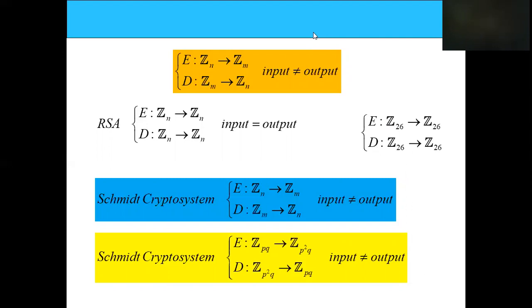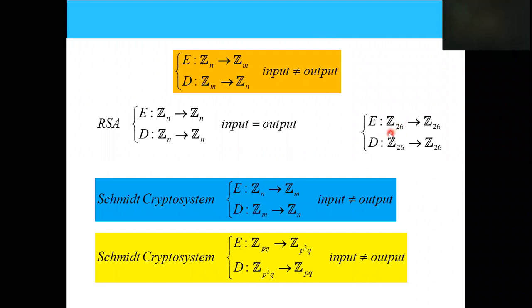Here you can see the set of plain text is Z26. The number of elements in Z26 is 26, and the set of ciphertext also has 26 elements. In that case, the set of plain text and ciphertext is the same. But in the Schmidt crypto system, the set of plain text is not the same as the set of ciphertext. So in that case, input is generally not equal to output.